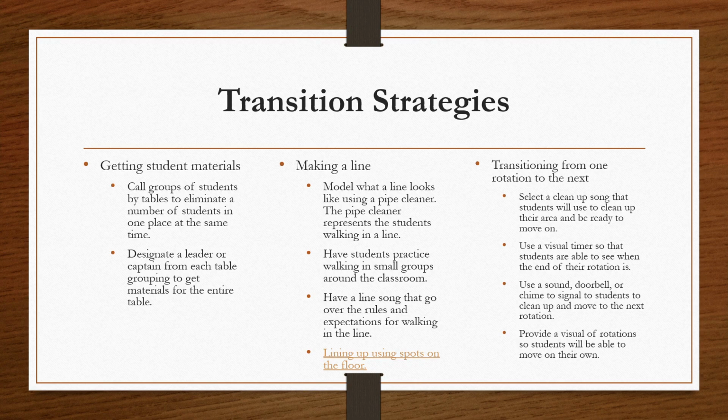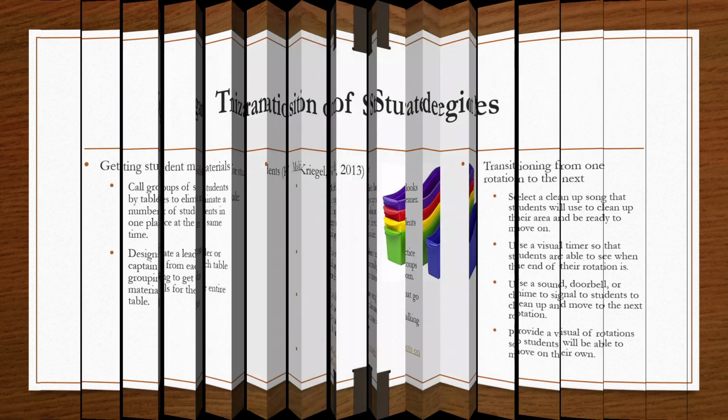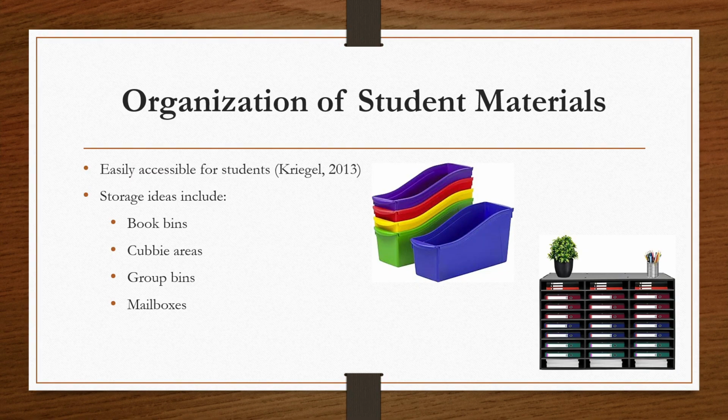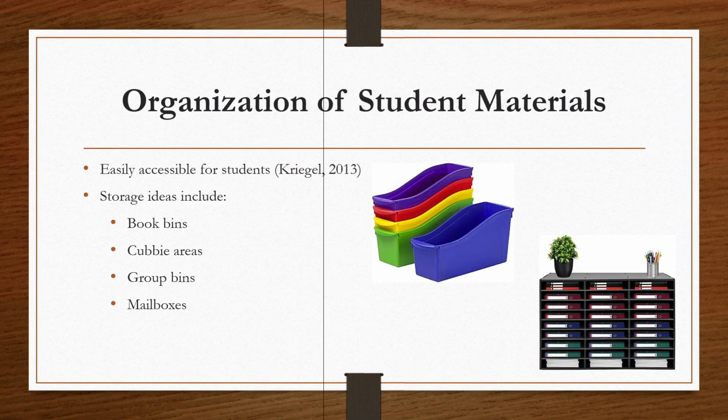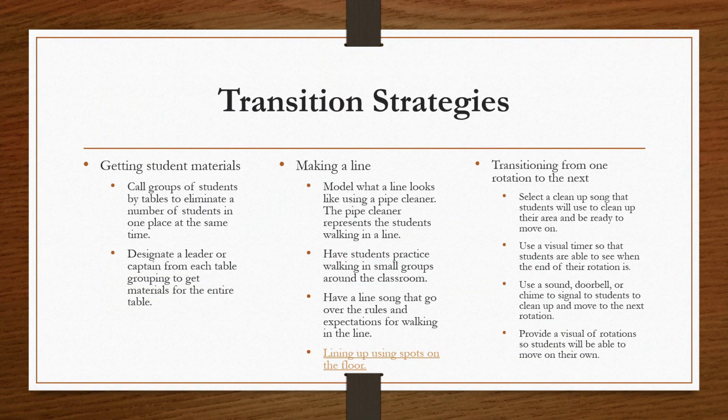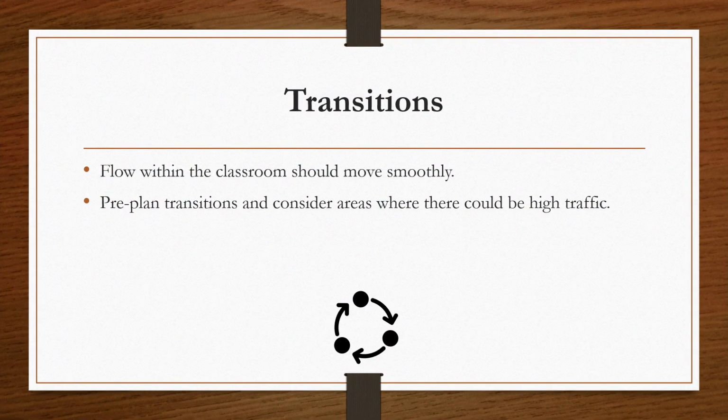Here is a list of several ideas that can be used to help manage students' transitions within the classroom and around the building. When getting student materials, teachers can call students in small groups. This will eliminate the number of students that are getting their items all at one time. Teachers could also select a student leader or captain to get all of the items needed for their table. This would also eliminate a lot of students getting up and moving around the room.